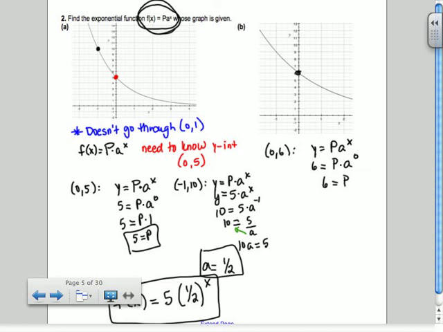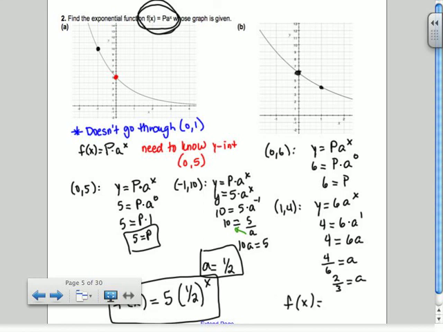All right, so now this one. I'm guessing you guys used 1, 4 probably. Looks like a good one. So you should have y equals 6 times a to the x. So you get 4 equals 6 times a to the 1. So you get 6 times a equals 4. So 4 over 6 equals a. And you guys told me you got 2/3, so you reduced it down. So you should have f of x equals 6 times 2/3 to the x.